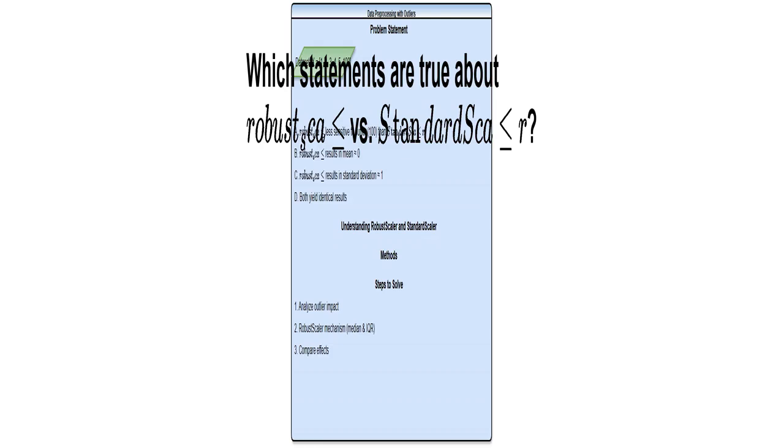This sets the stage for a multiple-choice question. We need to evaluate the truthfulness of several statements regarding the effects of robustscale compared to standardscale. This is a great test of your understanding of how each scaling method handles outliers. Are you ready to tackle this question?